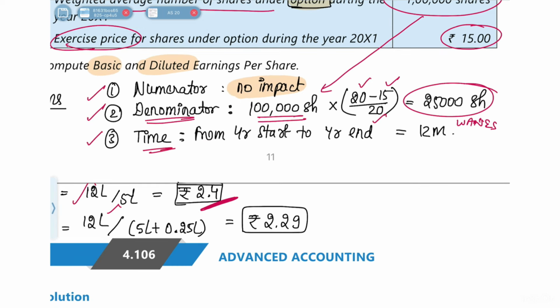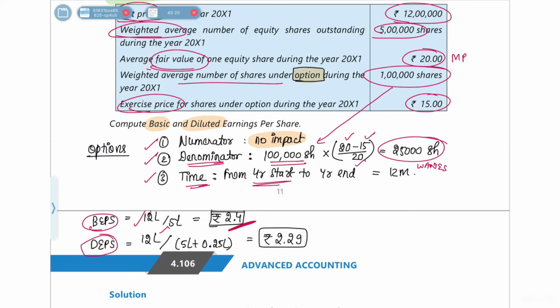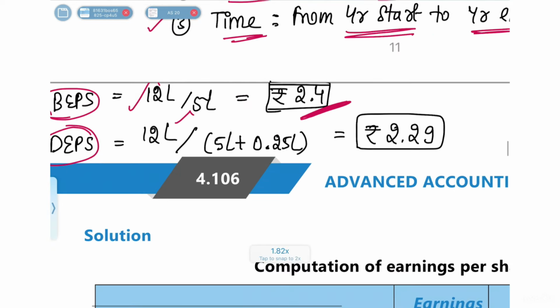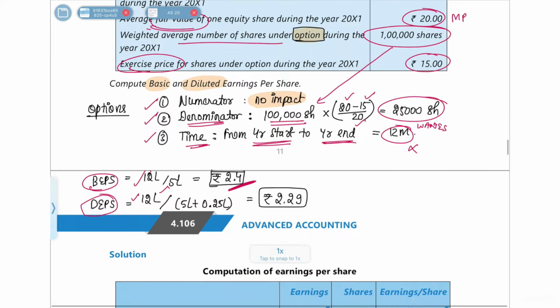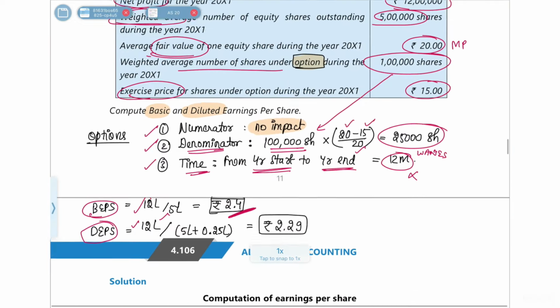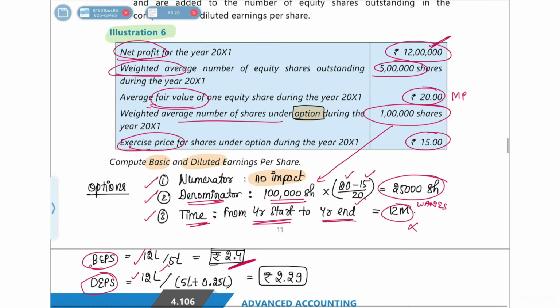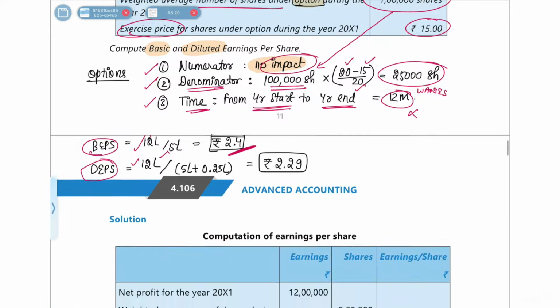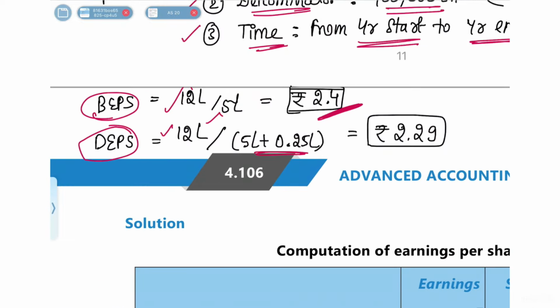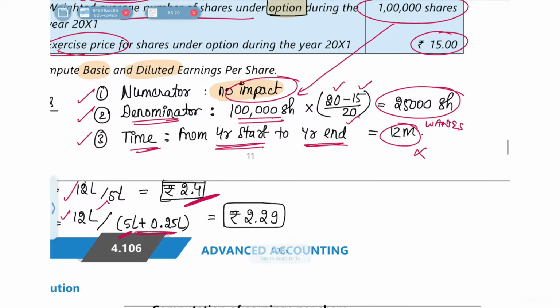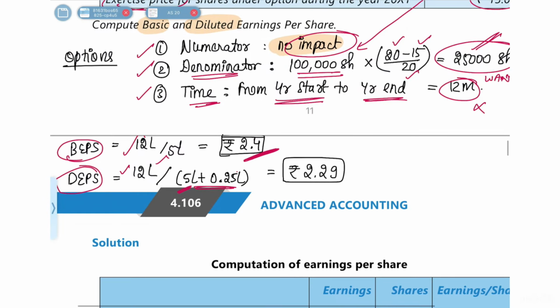Then time factor: because nothing has been mentioned in the question, you are going to take it from year start to year end, so it's going to be 12 months. Whenever it is for the whole year, it's not going to have any impact on the answer. See, your numerator was 12 lakh rupees, your earlier profit, plus there is no other impact on the numerator, so directly you will take 12 lakh. Denominator: already there were 5 lakh shares in the company, plus you have to add 25,000 shares.